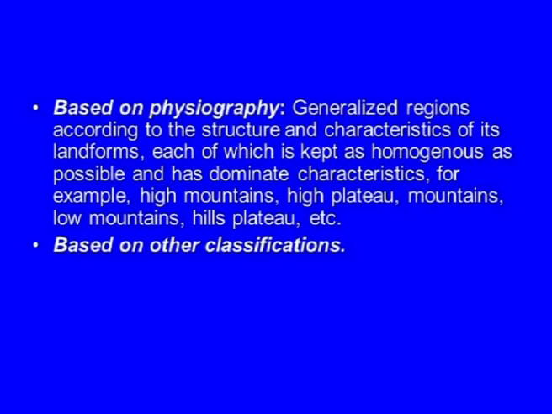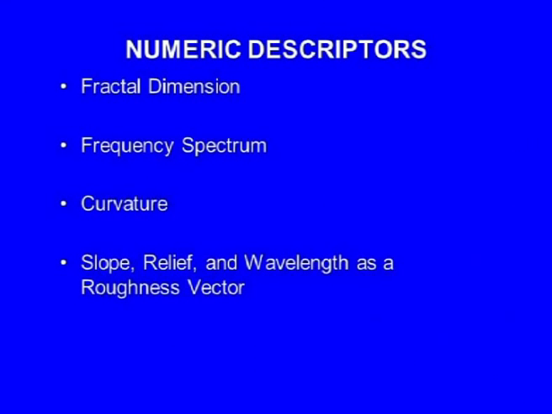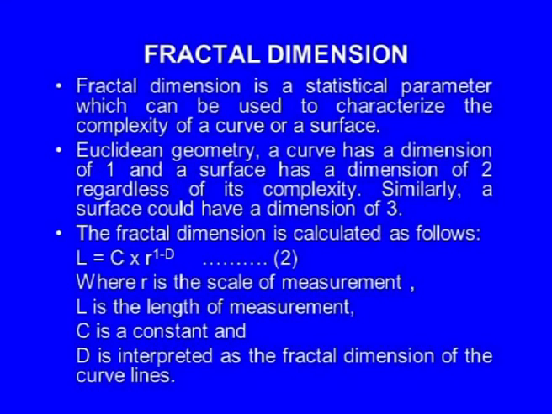Then it could be on the basis of any other classification deemed suitable. Then let us look at the numeric descriptors. These could be fractal dimensions, frequency spectrums, curvature, slope, relief, and wavelength as a roughness vector. So, let us look at what is fractal dimension.